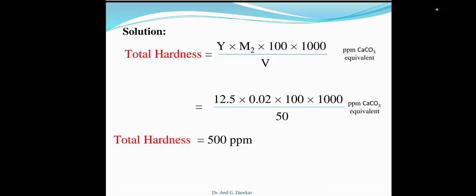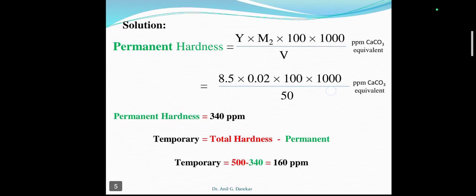Now, as we know, the formula for finding total hardness: Y value is 12.5, M2 value is 0.02, multiplied by 100 multiplied by 1000 divided by 50. If you do this calculation, a calculator is allowed for the examination. Using the calculator you can do the calculation, and after calculation you will get the value of total hardness, 500 ppm.